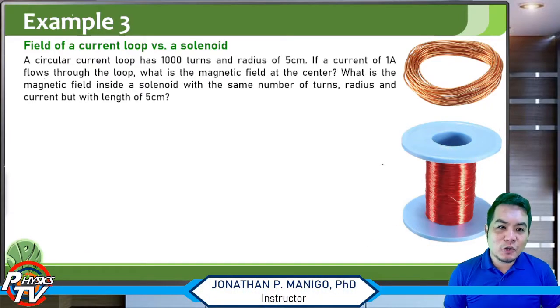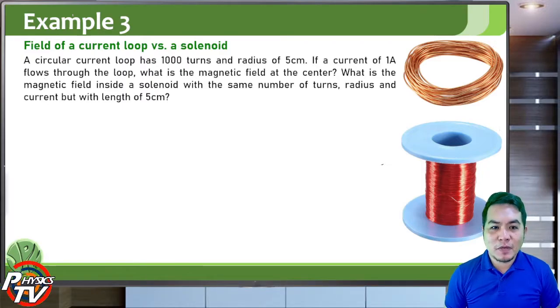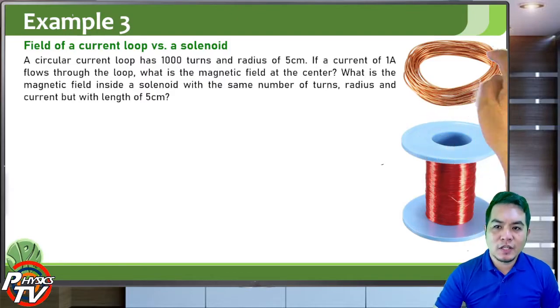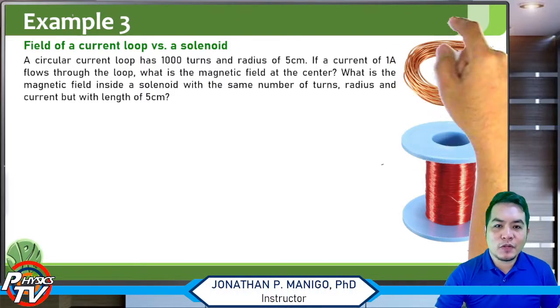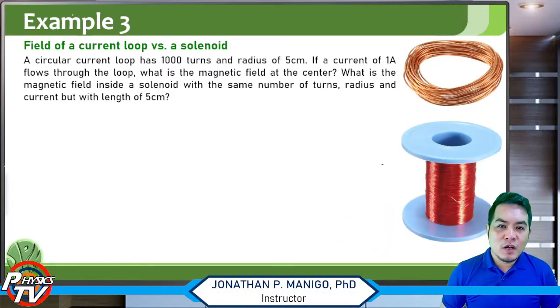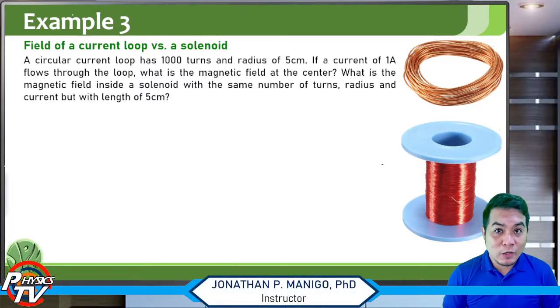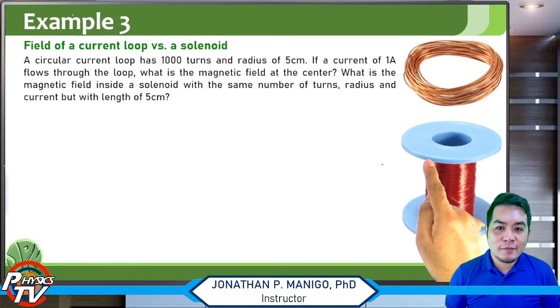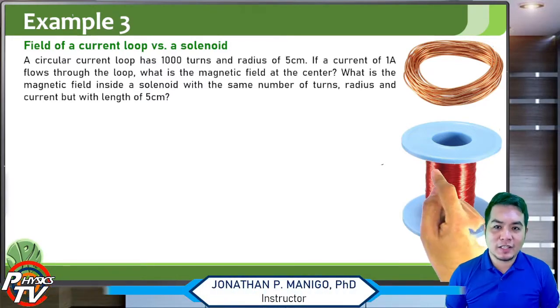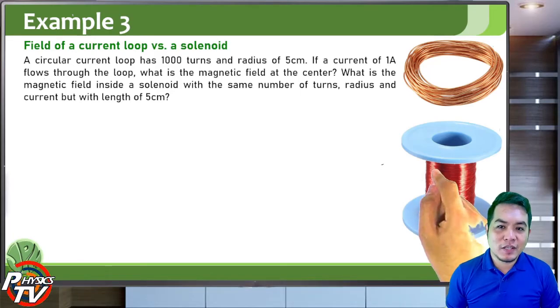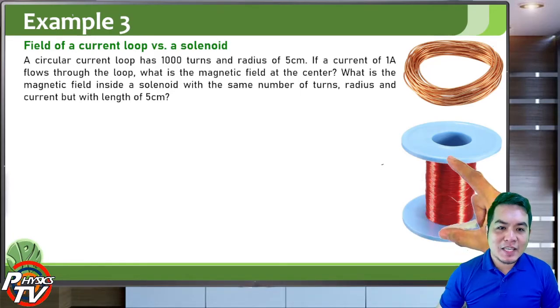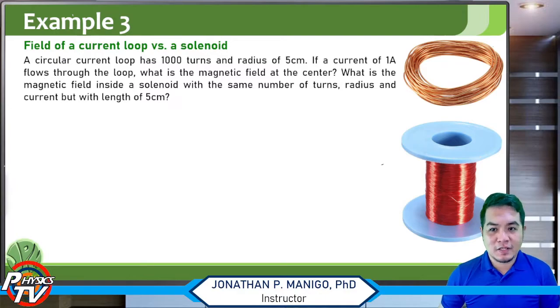A circular current loop has 1,000 turns and radius of 5 centimeters. If a current of 1 ampere flows through the loop, so in this one, there's a 1 ampere current flowing through 1,000 turns of this loop. What is the magnetic field at the center of the loop? And what is the magnetic field inside a solenoid with the same number of turns, so still 1,000 turns, and then same radius and same current. So radius is 5 centimeter, current is 1 ampere, but it now has a length of also 5 centimeters.